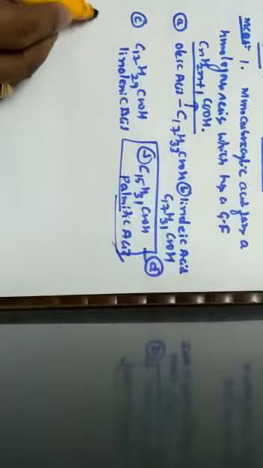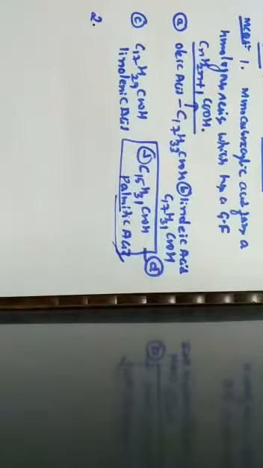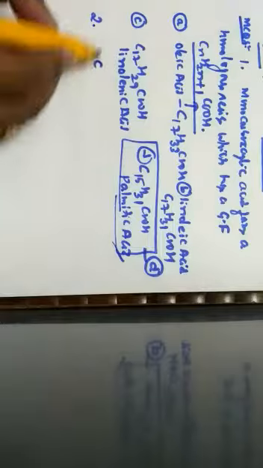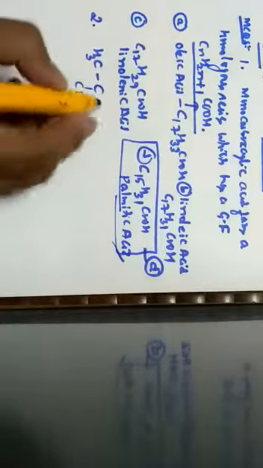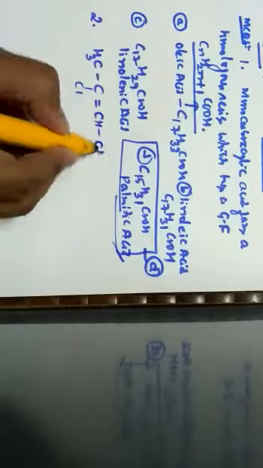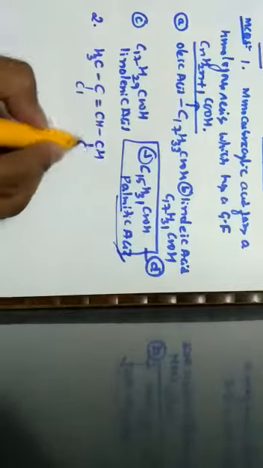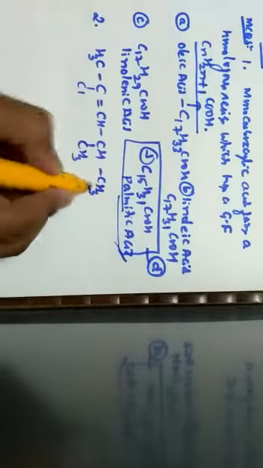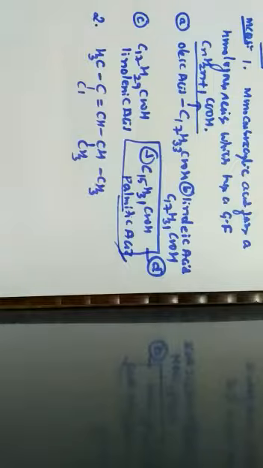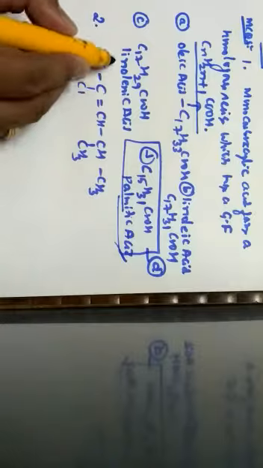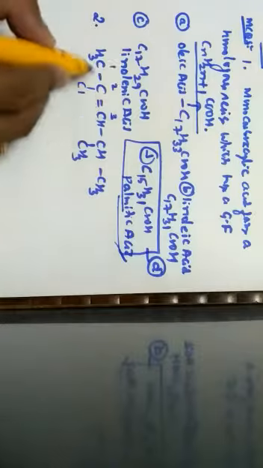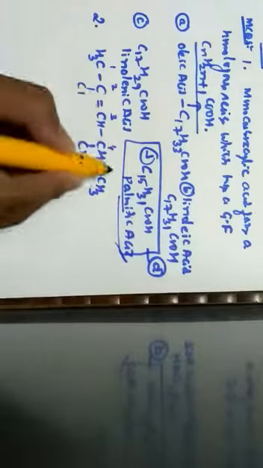Next one, question number 2. They have given a structure, that is CH3, CCl double bond CH, single bond CH with CH3, single bond CH3. So they are asking us to give the IUPAC name of this. So here there are two functional groups. One is chloro along with the double bond. So here when I name the compound, this chloro and double bond will get the second position.